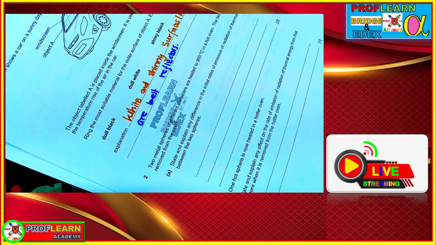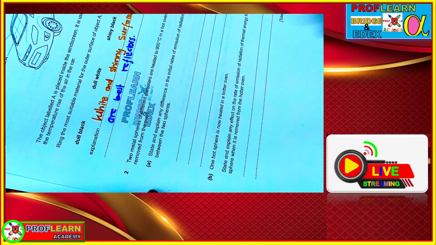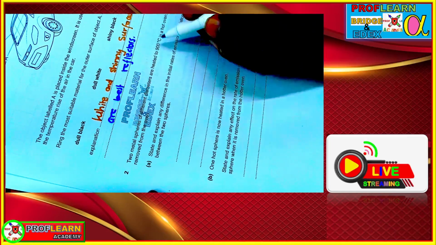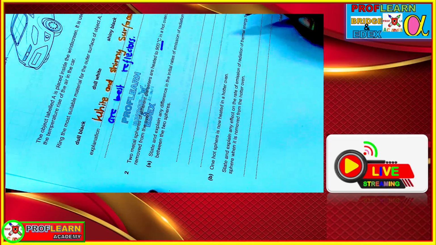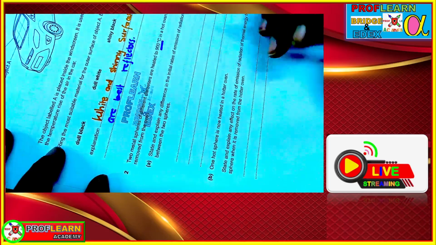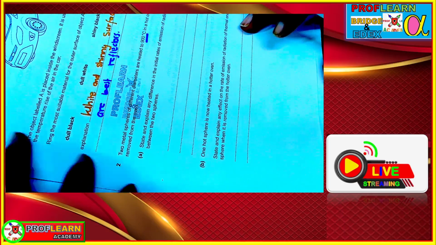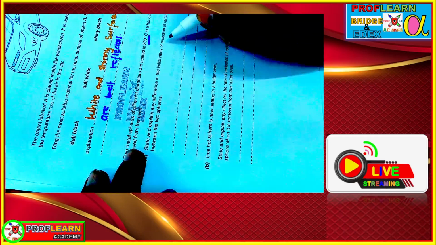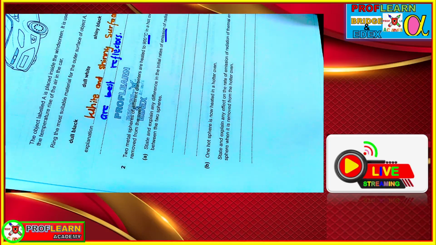Question 2 says, two metal spheres of different diameters are heated to 900 degrees Celsius in a hot oven. The two spheres are now removed from the oven. Explain any difference in the initial rates of emission of radiation of thermal energy between the two spheres.